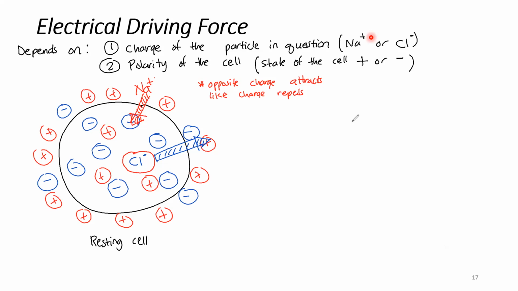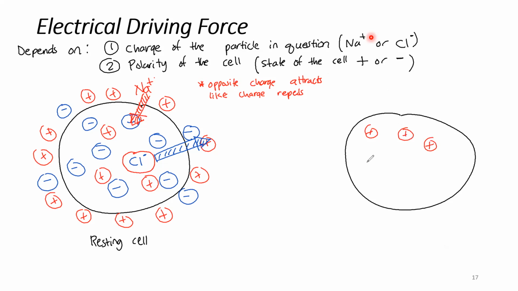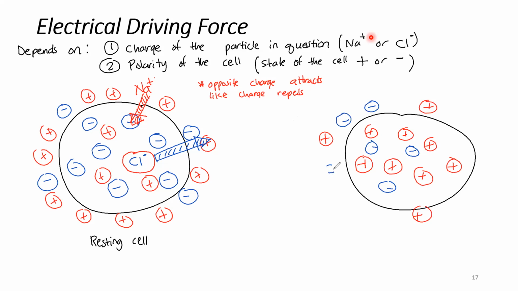Okay, let's think about an excited cell. So this is slightly flip-flopped for an excited cell. And so an excited cell actually has more positive charge inside. And we'll talk about how we excite a cell later on, but let's do this. An excited cell has more positive charge inside and a little bit of positive charge outside. And then it's got more negative charge on the outside and a smaller negative charge inside.